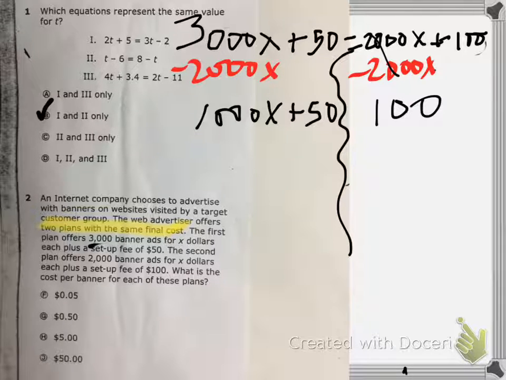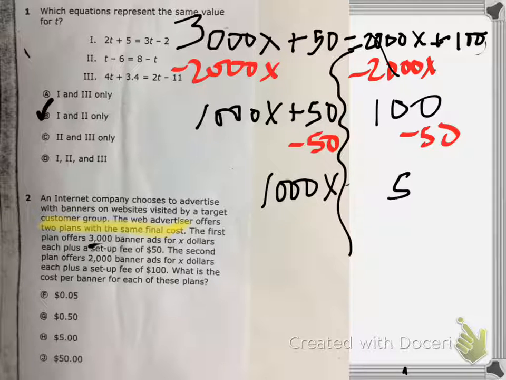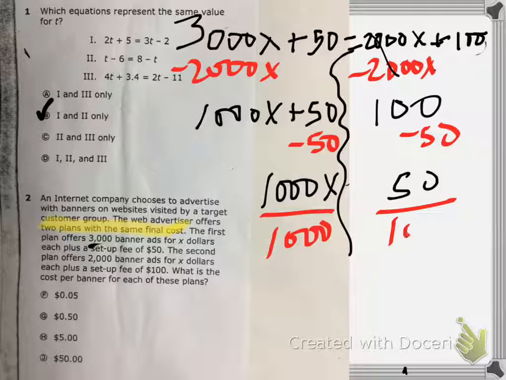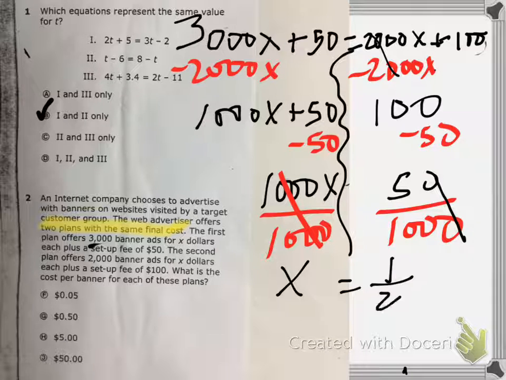So now this is a two-step equation. So the next thing I need to do is do the opposite of plus 50, which is minus 50. And when I simplify, I get 1,000x equals 50. The next thing I need to do is, since that's 1,000 times x, I need to divide by 1,000. Okay, and when I do that and simplify, I get x is equal to 50 divided by 1,000. That's 5 over 100, or 1 over 20.